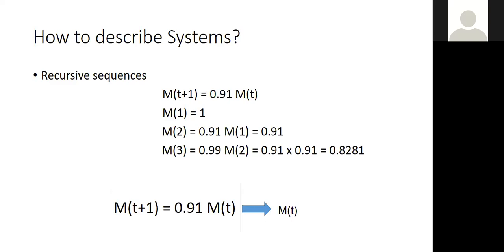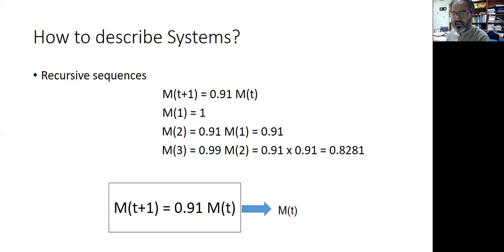Right, because look, the recursion says that M of T plus 1 is equal to 0.91 times M of T, right? So if you are now at time index 3, then what is M of T? What is the previous one? If you are now currently at time 3, what is the previous one? It's time 2, right? So yes.